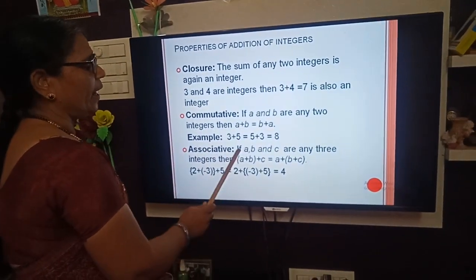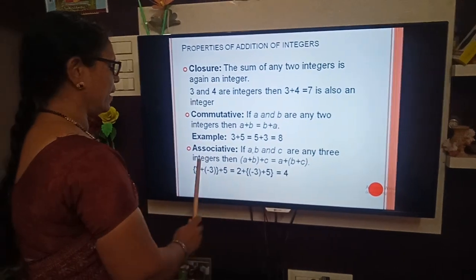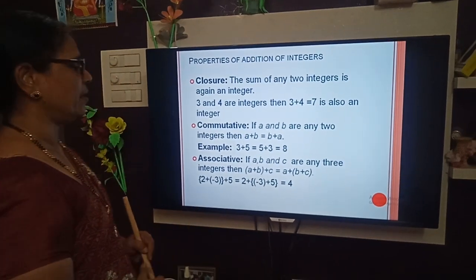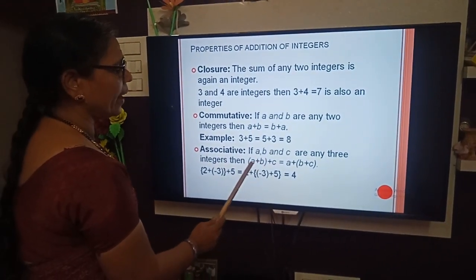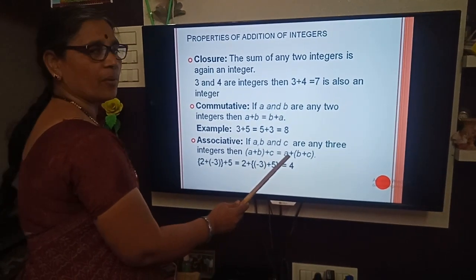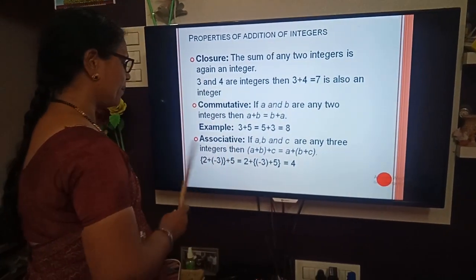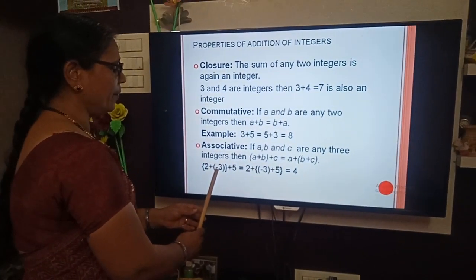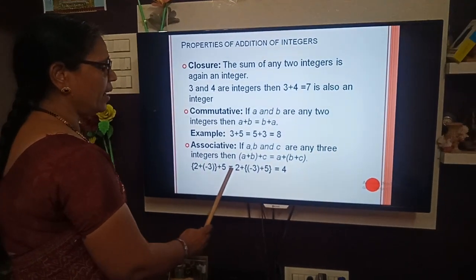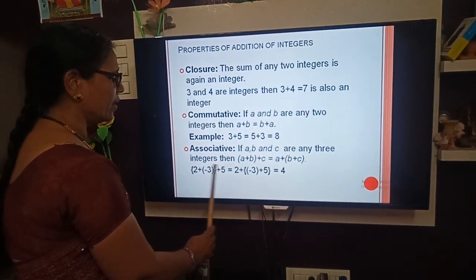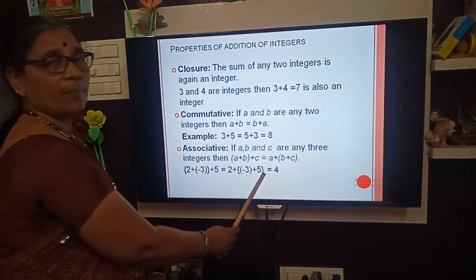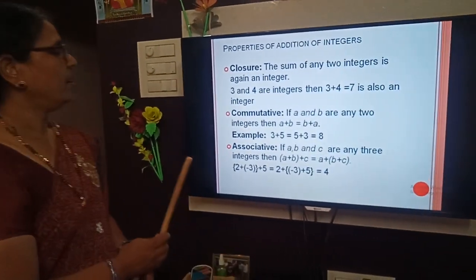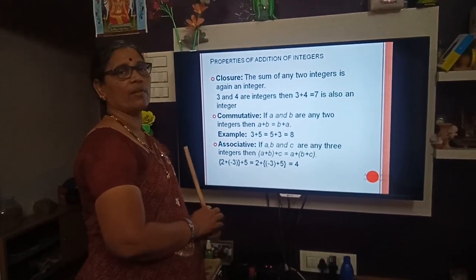Associative property. If A, B and C are any three integers, then here the numbers are grouped in different ways, that's all. Means first A and B grouped, A plus B then plus C must equal A plus B plus C. So here is an example, 2 plus of minus 3, these two are grouped here, plus 5 is equal to 2 plus, out of this group, minus 3 plus 5. So in both cases the sum is 4. Hence these properties are satisfied with integers.